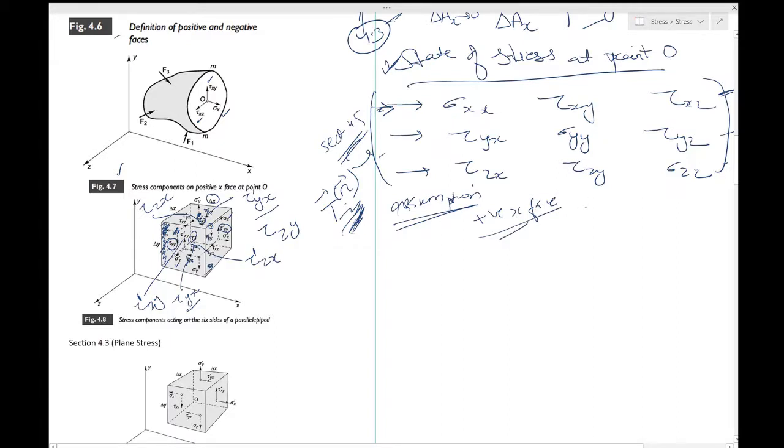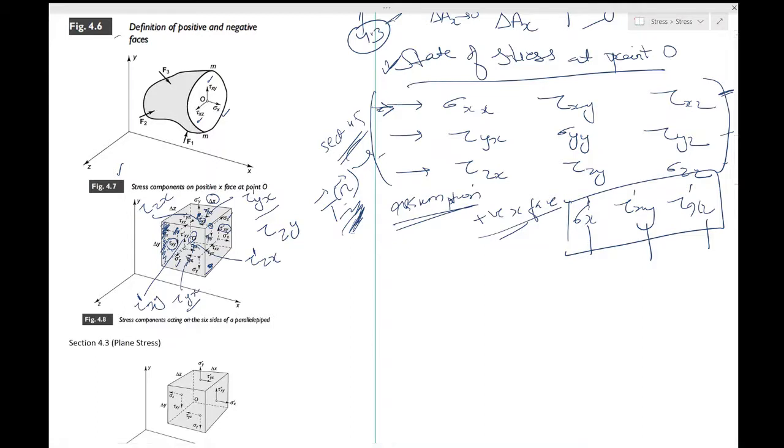On this face you will have a sigma x dash, a tau xy dash, and a tau xz dash, just to show the plane. Now all these three values which you have are an average. This is an average over this face only. So this is how you can see them, and that's why they are not varying from point to point on this face. So this is what we have gone through until this far.